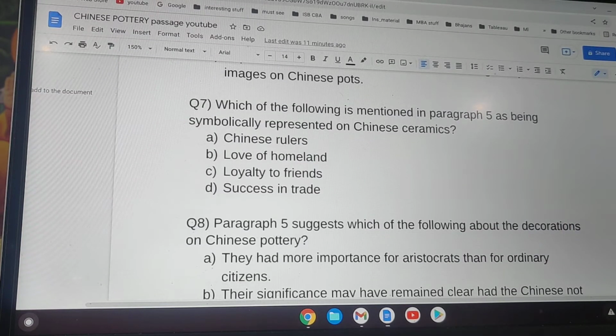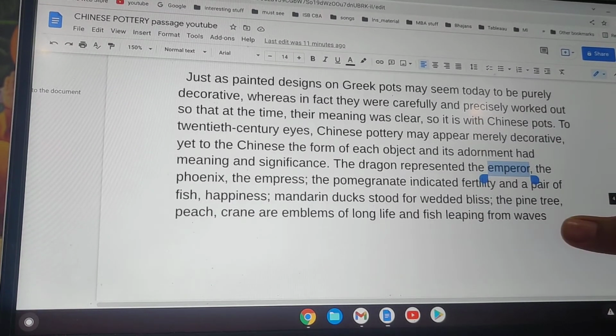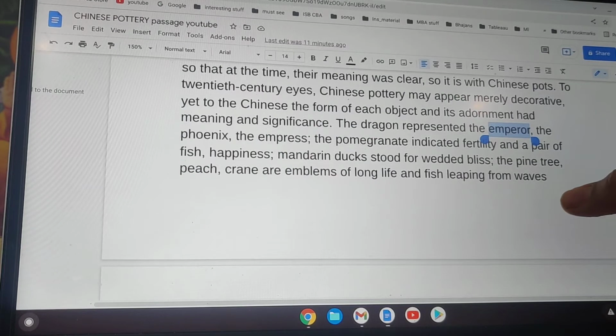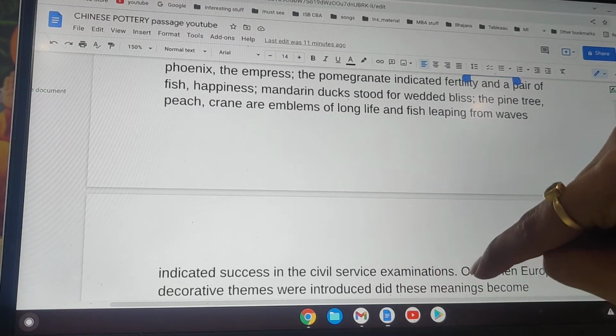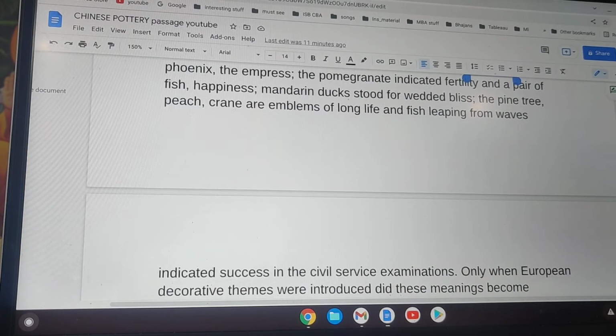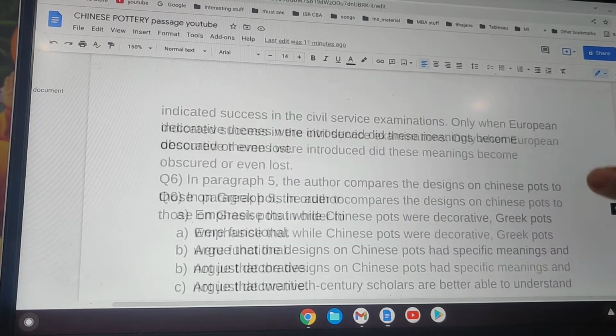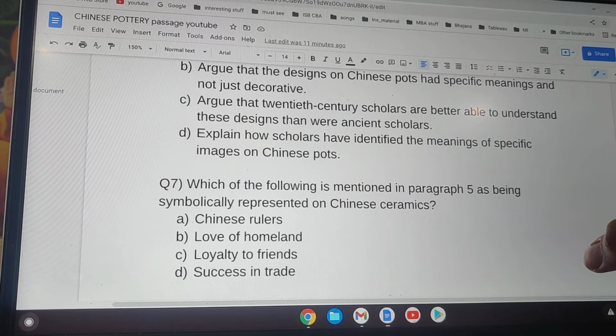That means our answer could be option A, that is Chinese rulers, because it's telling you something about the emperor and the empress. Love of homeland, see, love of homeland is not mentioned. Loyalty to friends or success in trade, it's not saying something like that specifically. That is success in trade. They are saying that it helps in getting success in the civil examination, not trade. So this is what you need to understand. So our answer is option A.